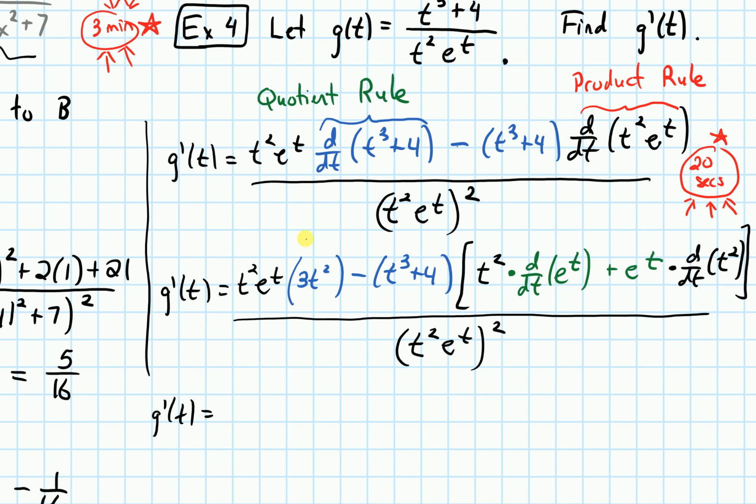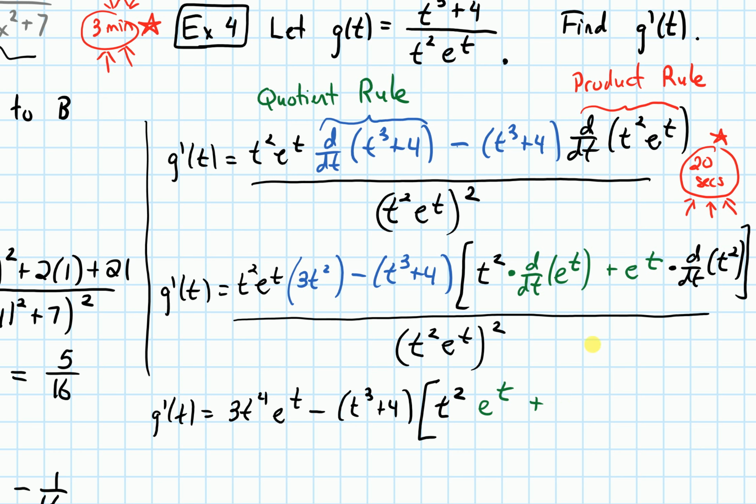I can simplify it a little bit. 3t squared times the t squared in front is going to be 3t to the fourth, and we have that times e to the t. And then minus, and then in parentheses we have t cubed plus 4. And then within the bracket we'll have t squared times the derivative of e to the t. We've seen before that that's just itself. So the derivative of e to the t is just itself. And then we have plus this other e to the t times the derivative of t squared. And the derivative of t squared is 2t.